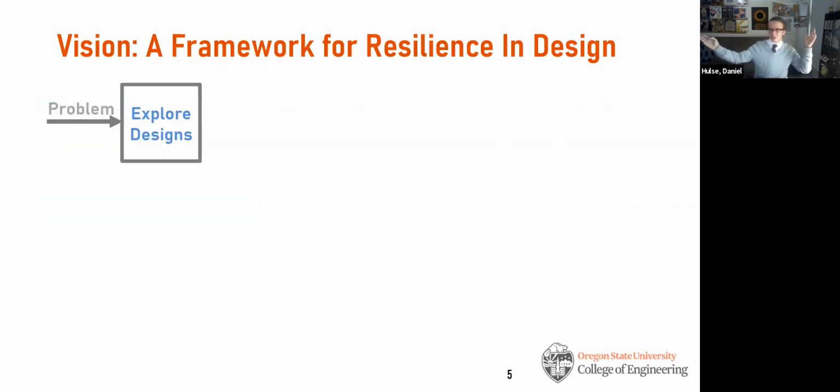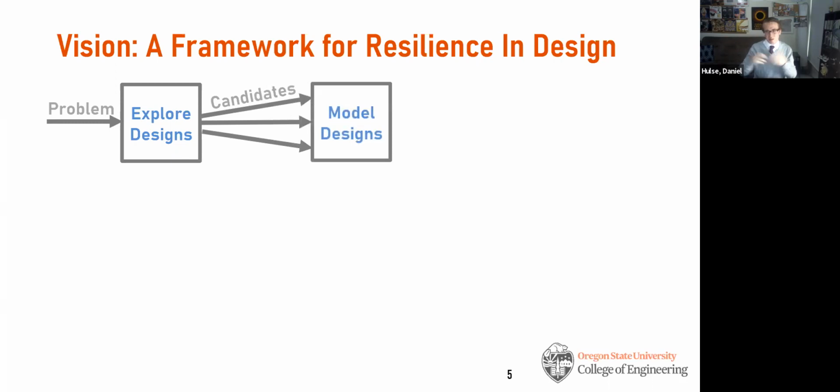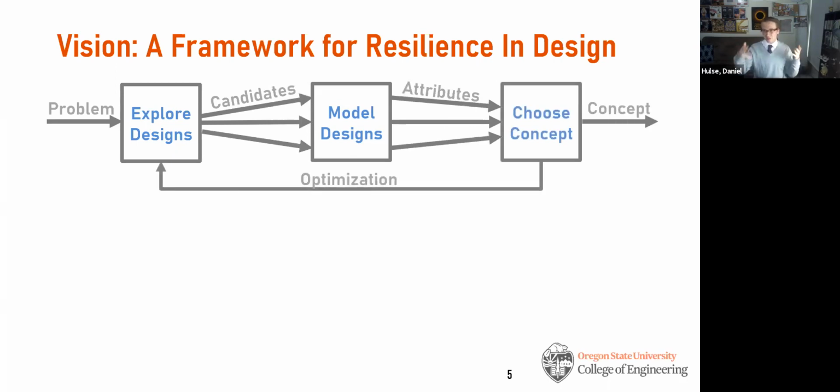So to solve this problem, we present an overall framework in this dissertation where we first get our design problem, explore different designs, and model those different designs to see how resilient they are. Out of that come some resilience attributes, and then we can quantify the value of those attributes to choose a concept. Now, if we do this in an iterative procedure, what we have is an optimization loop, which is good to know.